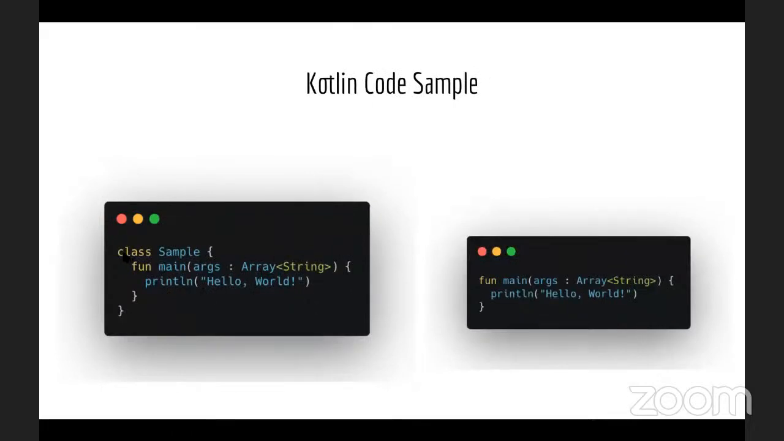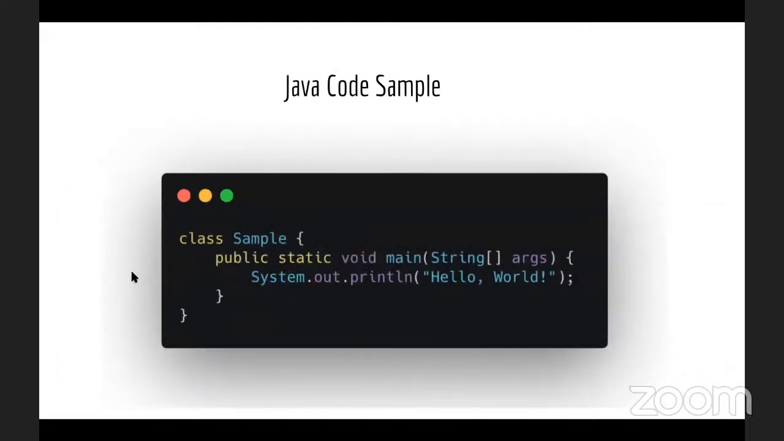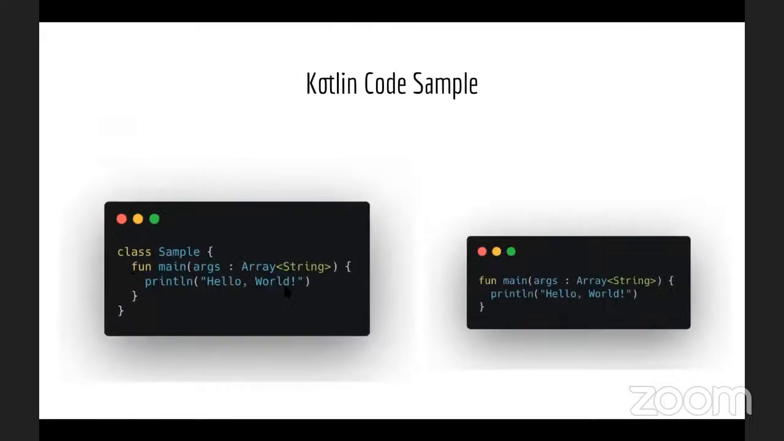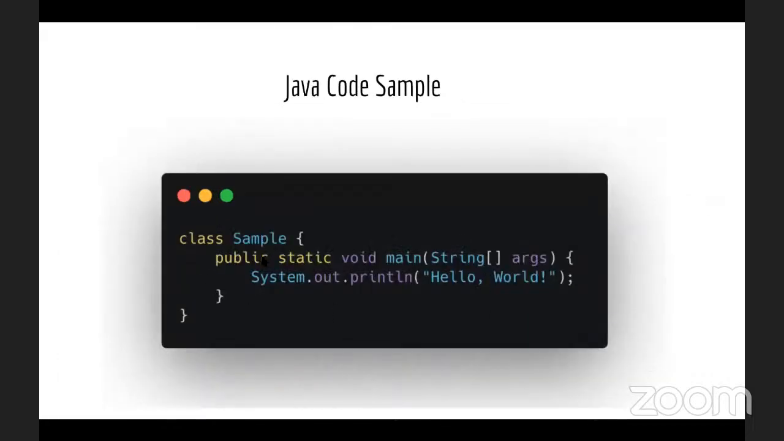The one on the left, where my cursor is right now, is the same one you have on the previous slide. So it's the same as this one, but in Kotlin. And the one on the right is actually Kotlin's way of writing the same class. So why are we able to write this code and it works the same way as this one?